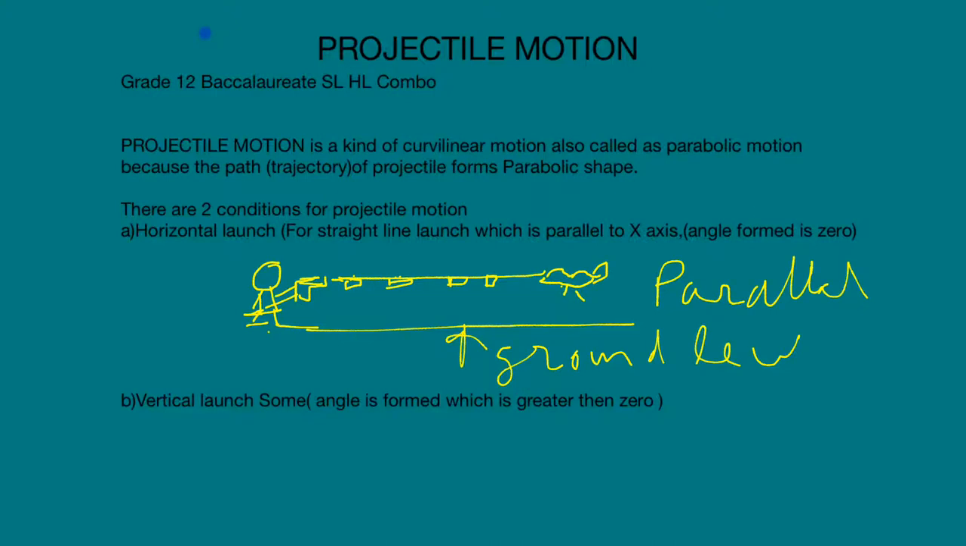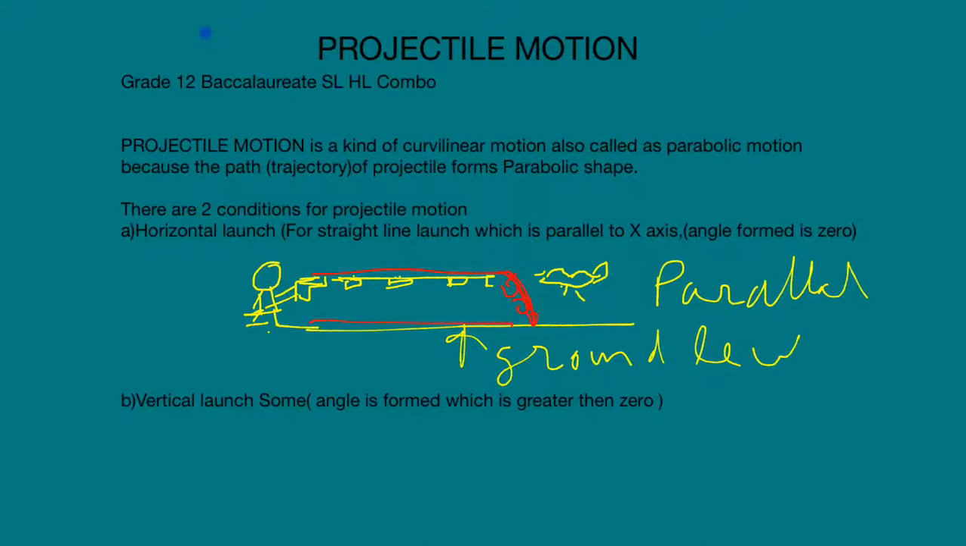Let's go through and have a quick recap on horizontal launch. We read an example that a person is shooting using his gun towards the bird, but the range of the gun is very small, so the bullet will fall after some time. In this way it will fall like this. Here it is going parallel to the ground, then afterward it is forming a curve. So this is horizontal launch.